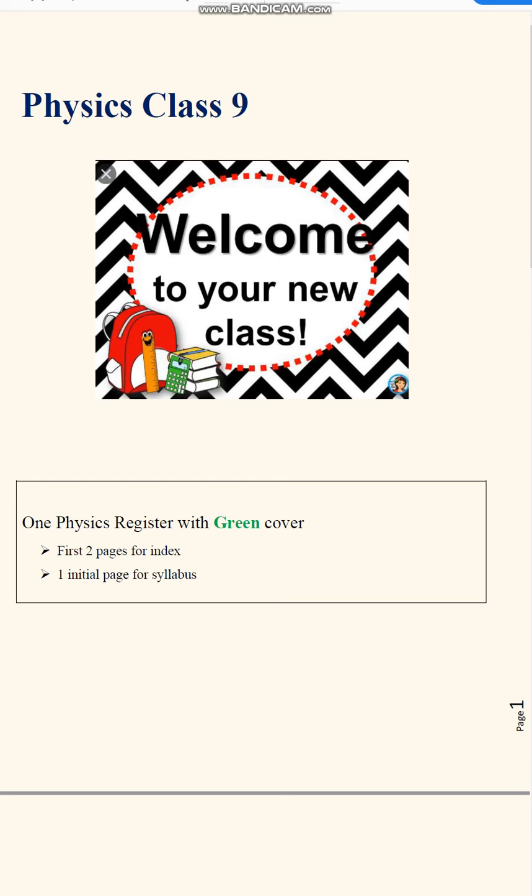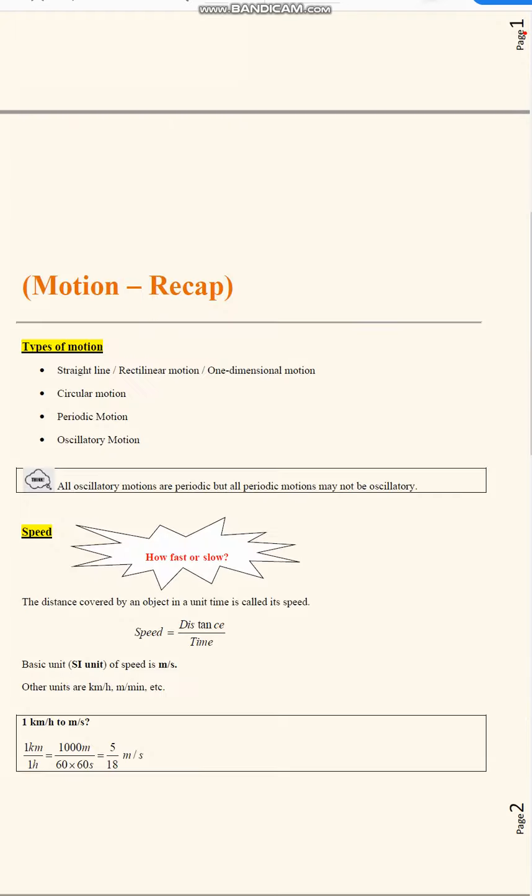Students, the first chapter in physics is motion. This is the eighth chapter of your NCERT textbook. Before we start this chapter, let me give you a quick recap of what you have already learned in your previous classes. So, let us start.